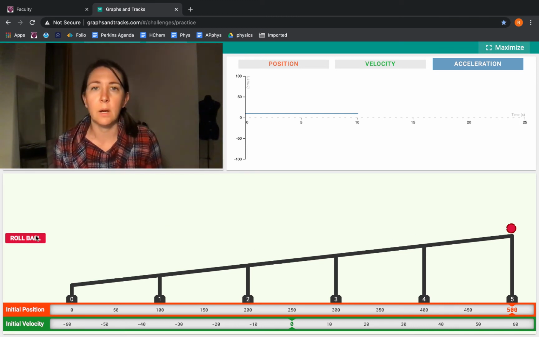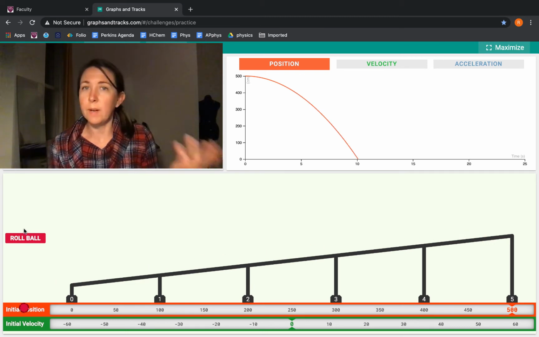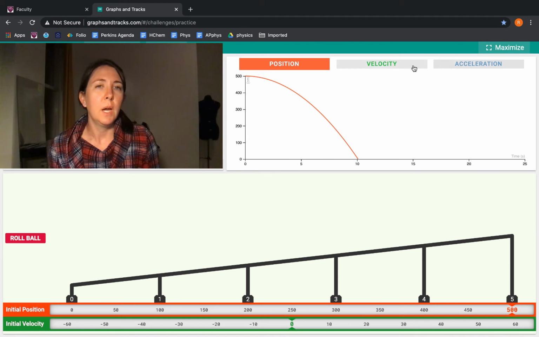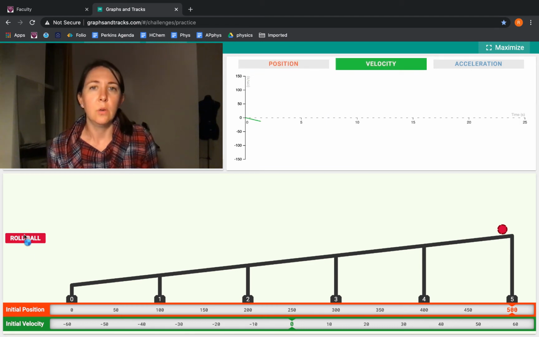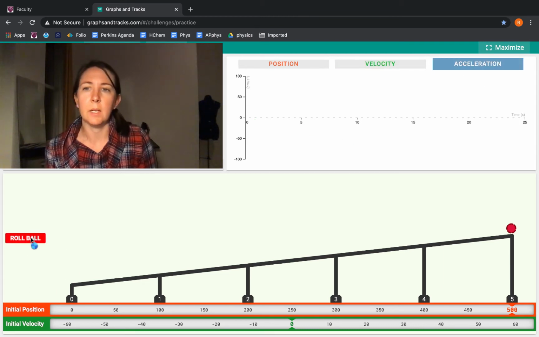So let's see if my position versus time graph looks like what I expect. Perfect. Faster and faster and faster towards 0. The velocity again will increase steadily in the negative direction, meaning that I will have a negative acceleration.